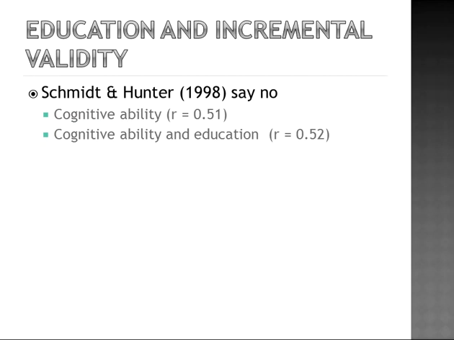Then we have education and incremental validity. Overall, the three combinations with the highest multivariate validity and utility for job performance were general mental ability, GMA, plus a work sample; GMA plus an integrity test; and GMA, again, general mental ability, plus a structured interview.